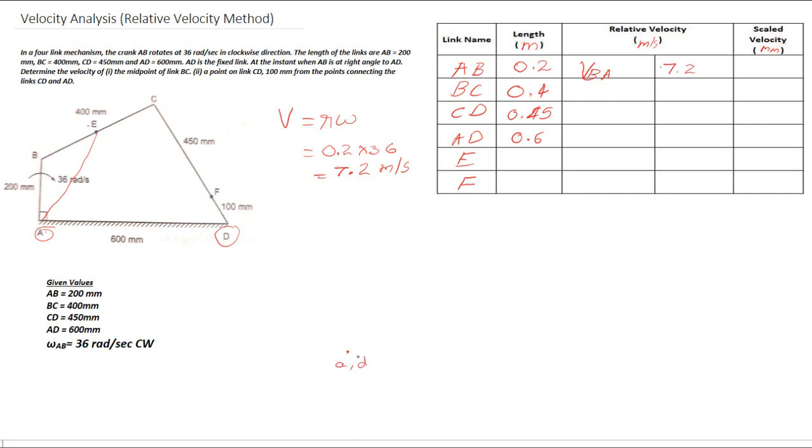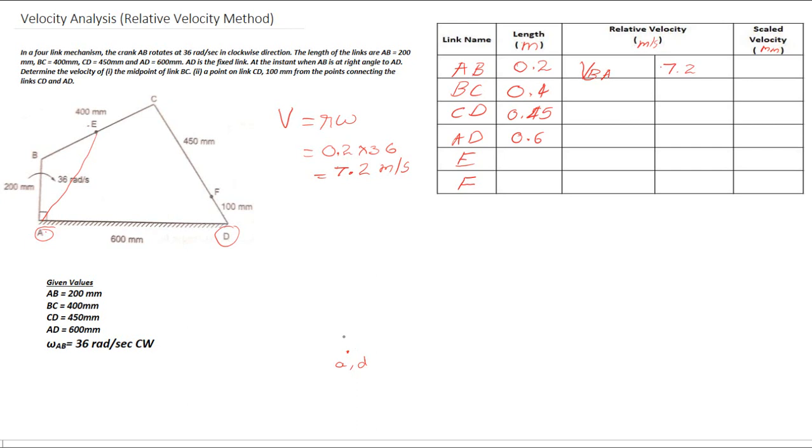Fixed points are actually the zero velocity points. The velocity of those particular points will be 0. Any value with respect to these points is treated as an absolute velocity. Any value for any point on this four-bar link is treated as an absolute velocity.